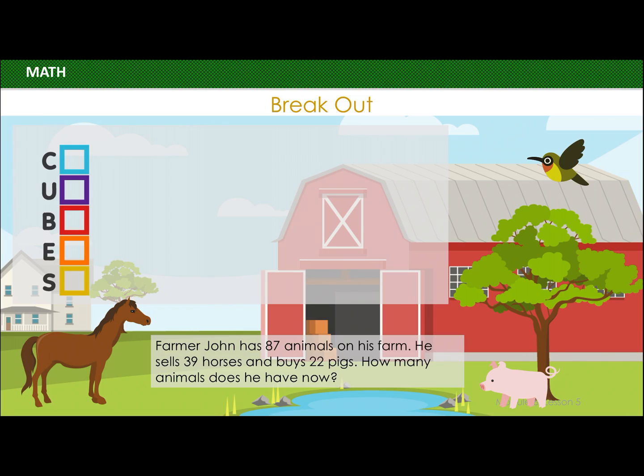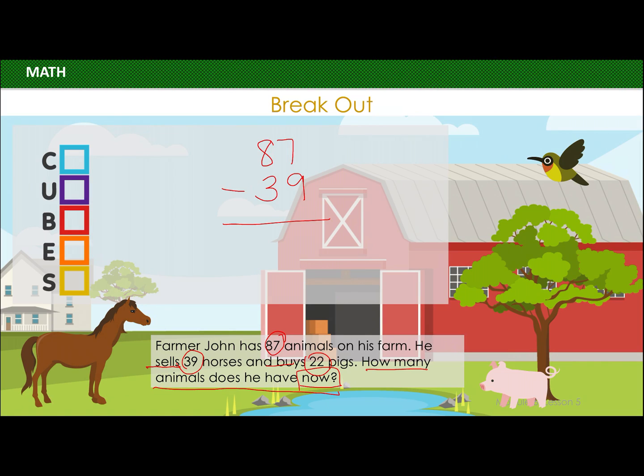All right, and lastly, Farmer John has 87 animals on his farm. He sells 39 horses and then buys 22 pigs. So how many animals does he have now? So I need to go back to the first part of my problem and see what I have to do to find how many animals that we have now. So the first part of my problem, it says that John has 87 animals on his farm, but he sells 39 of those. So I have 87, but I'm selling 39, which means I'm getting rid of 39.